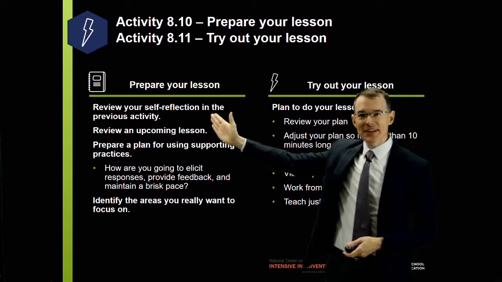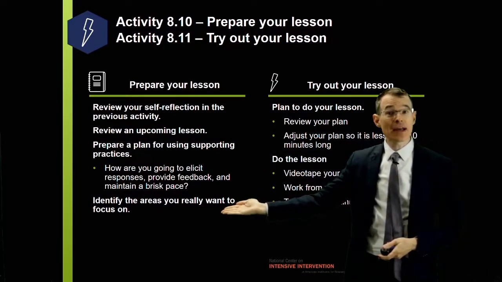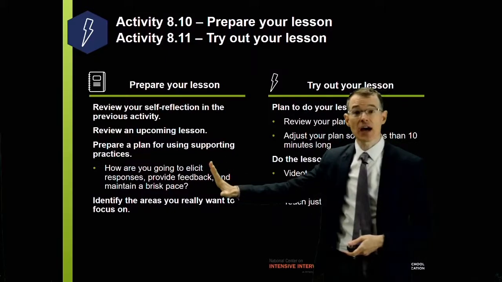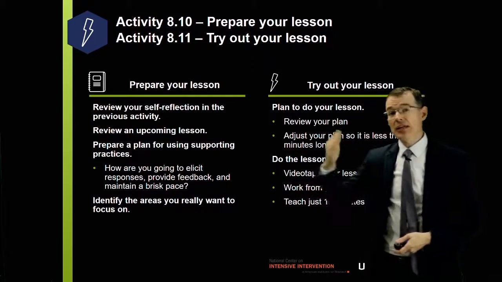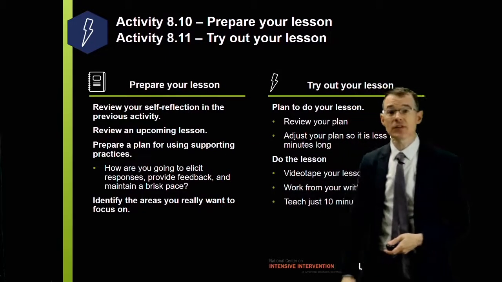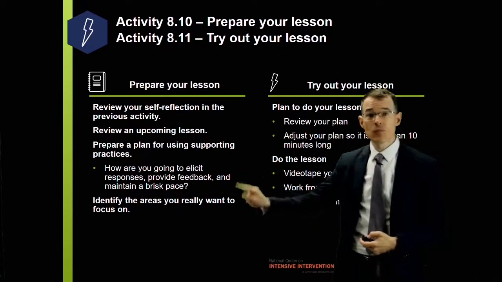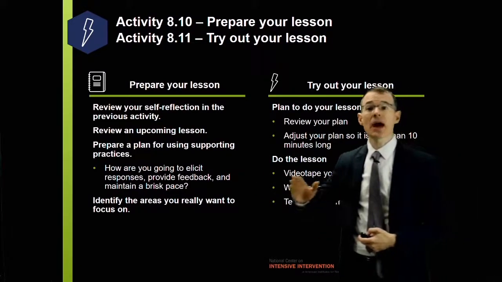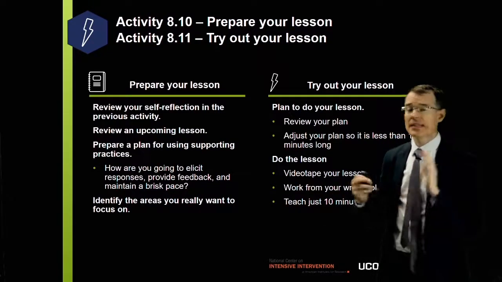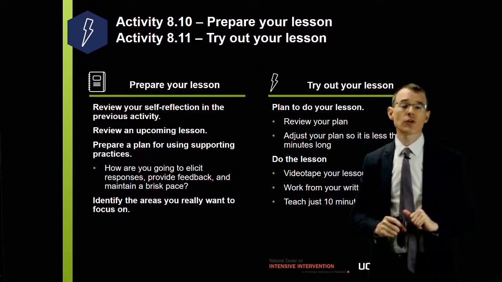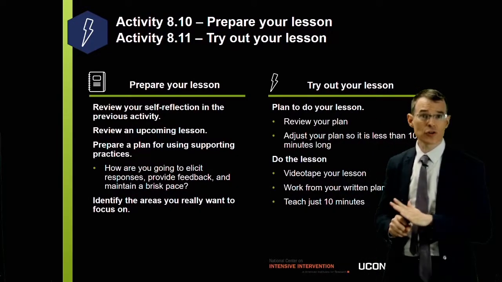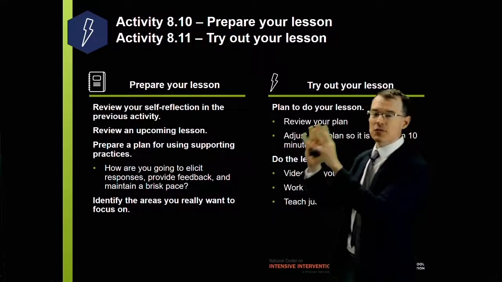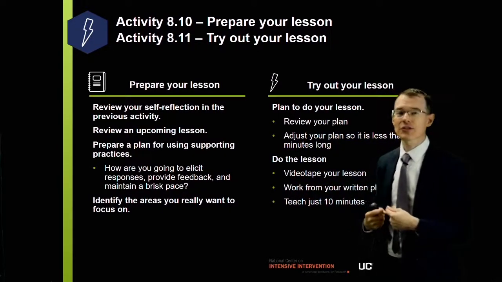And based on that self-reflection, you can create a plan for supporting practices that focuses on one of the elements of it. And it could even be you focus on one element within each of these. You might decide that you need to give more specific feedback, but you may not want to focus on the briskness of your pacing because you're not ready to focus on that or it's not the most important thing for you right now.